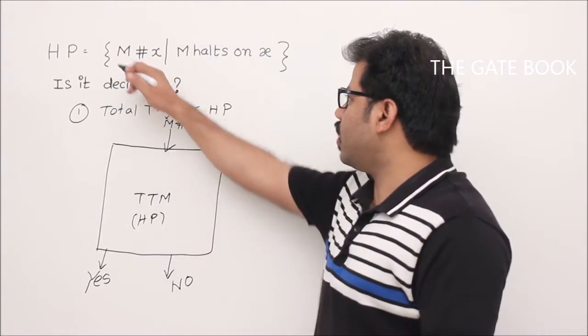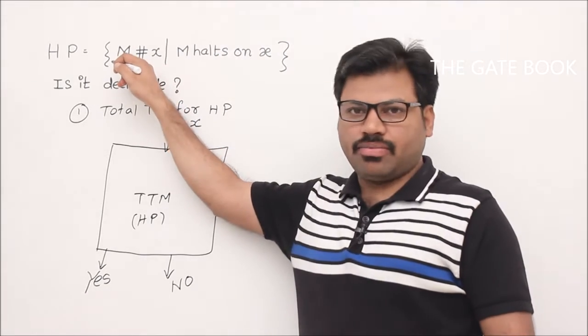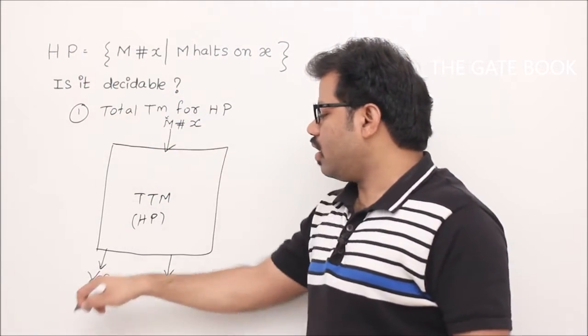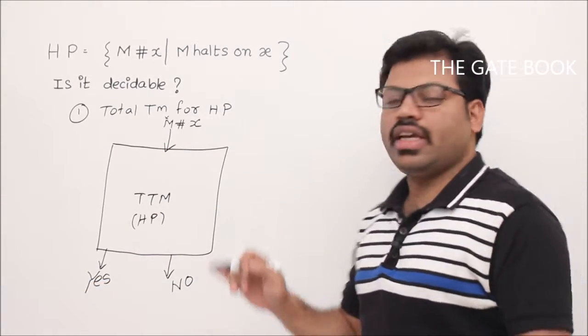What is our question? Whether m halts on x. M halts on x, that is our string. If it is a halting problem string, it should say yes. If it is not a halting problem string, it should say no.